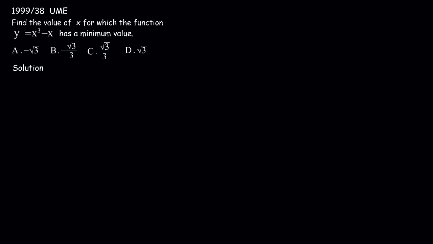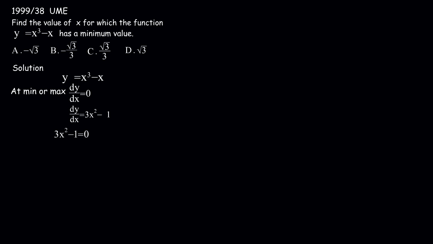Our next question states: find the value of s for which the function y equals s cubed minus s has a minimum value. As usual, we are going to write down our equation, y equals s cubed minus s. And recall, at minimum or maximum, dy over ds is equal to 0. So differentiating, dy over ds will be equal to 3s squared minus 1. At this point, we are going to equate dy over ds to 0.